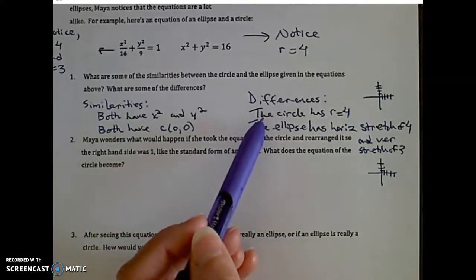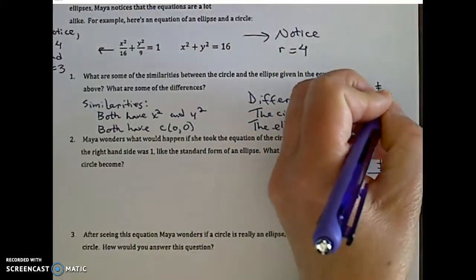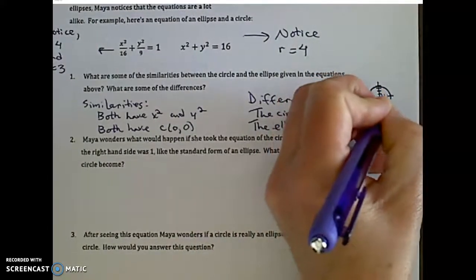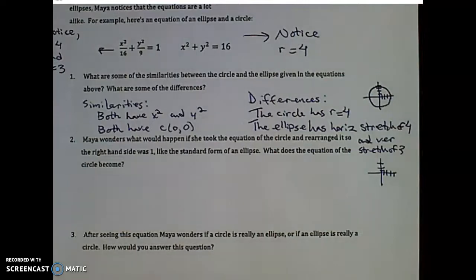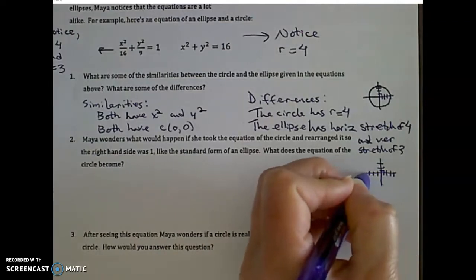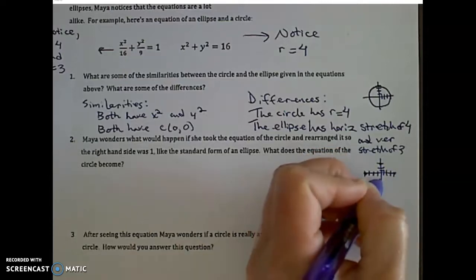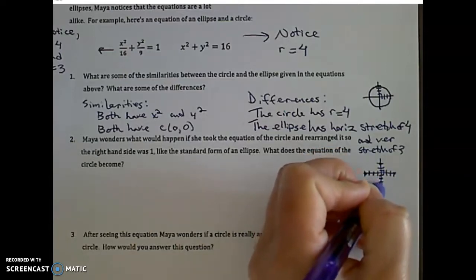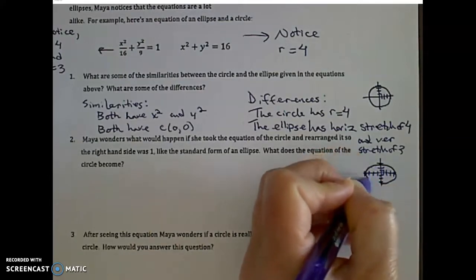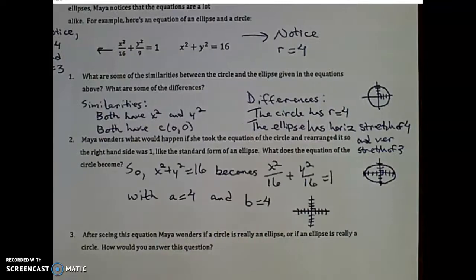For differences, you might say something like the radius of your circle is always 4. So I'm stretched both vertically and horizontally a distance of 4, those equidistant points from the center for a circle. But the ellipse has a horizontal stretch of 4 for that A value and a vertical stretch of only 3 for that B value. So then we get that oval shape rather than those equidistant points all the way around. Alrighty? Okay, question number 2.